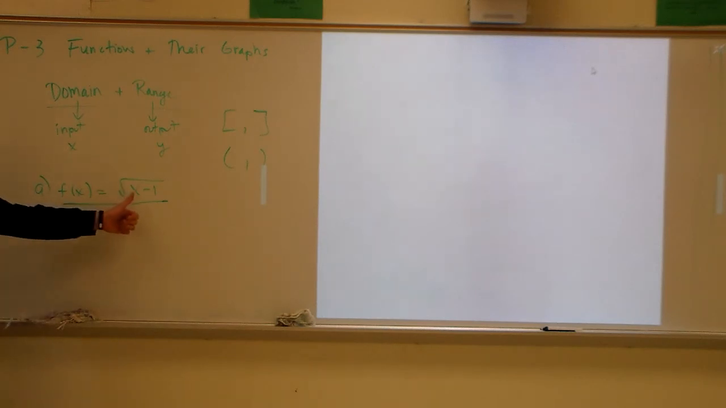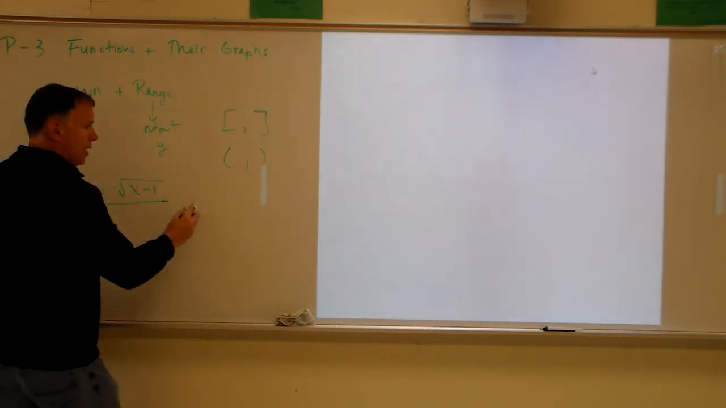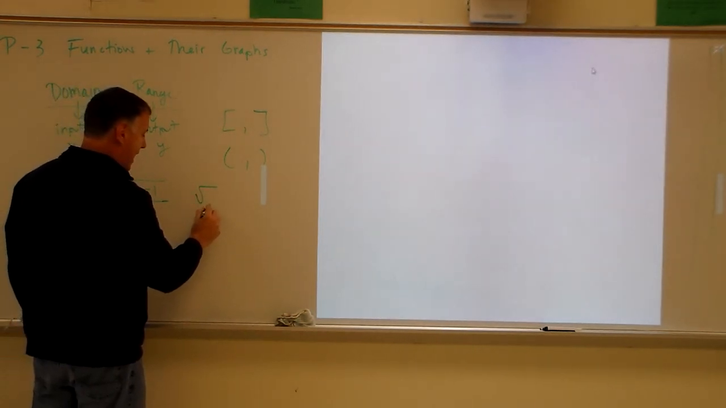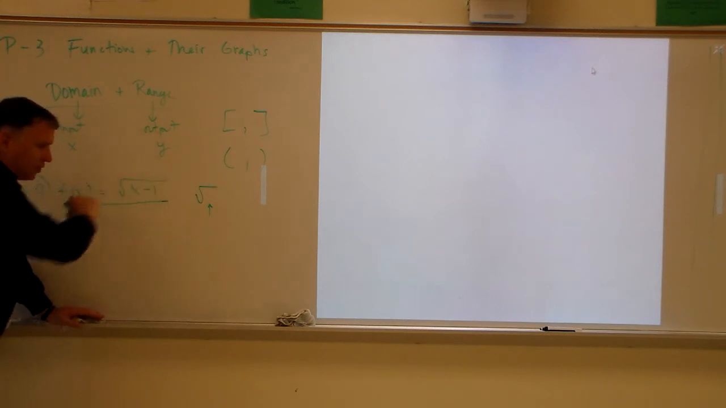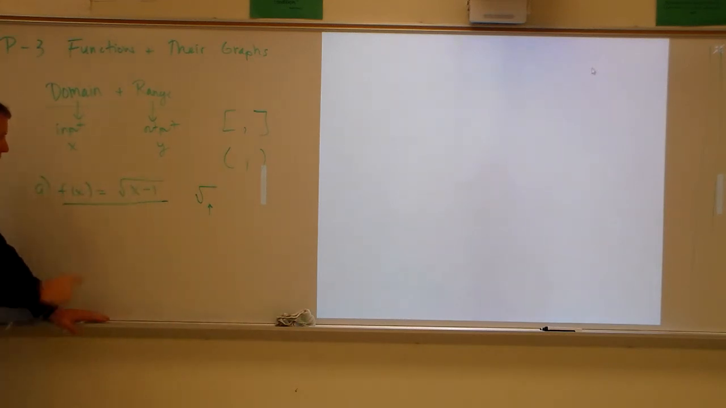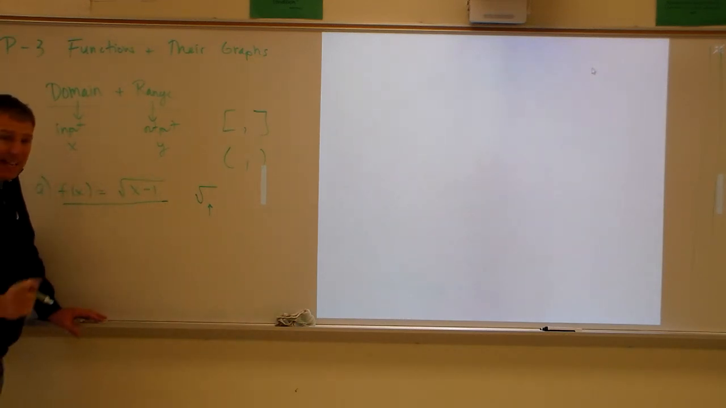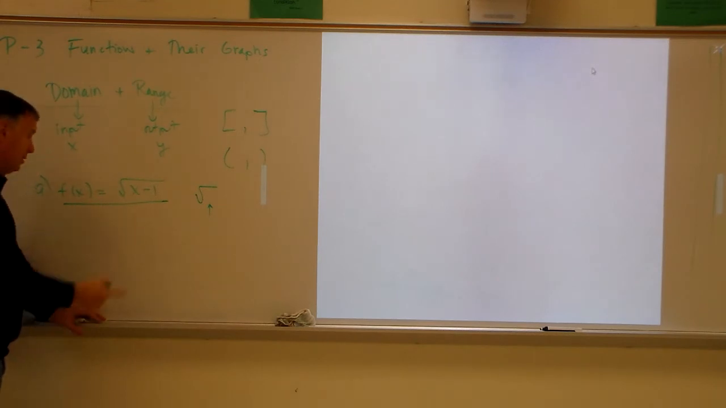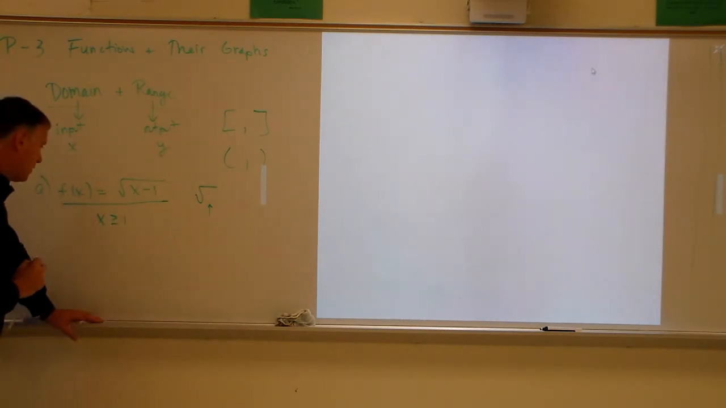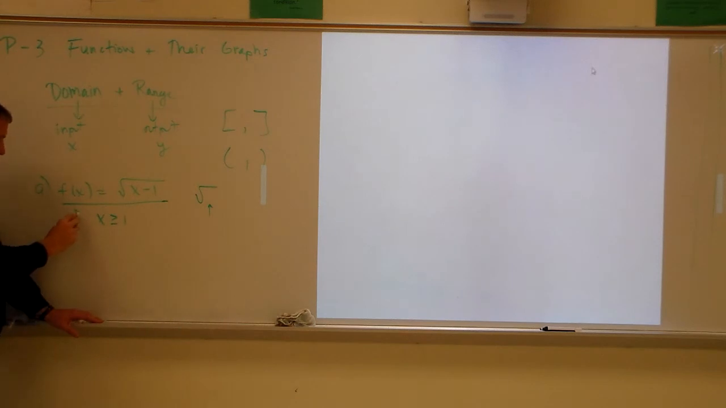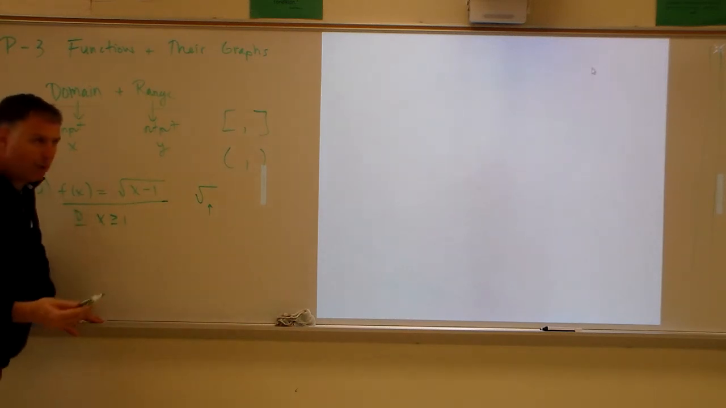So, let's think about square roots. What happens with square roots? With square roots, we cannot have negatives in there. So when you look at this one, the smallest number that x can be is 1, because if x is anything smaller than 1, I'm going to get a negative number there. So I'm going to say x is greater than or equal to 1. And we'll come back after and write it the way I want it.